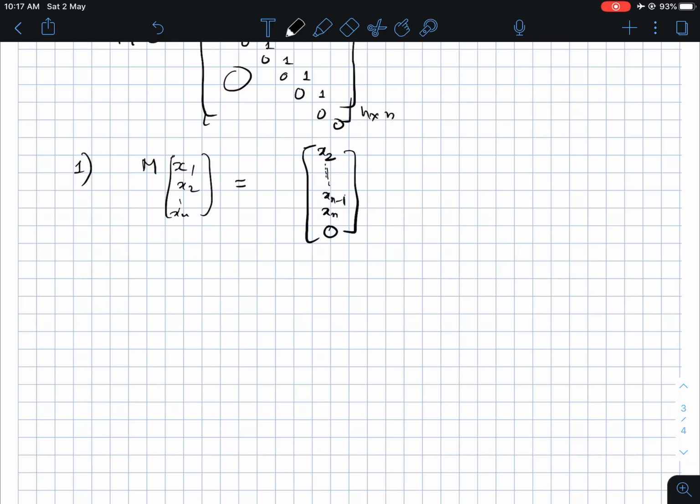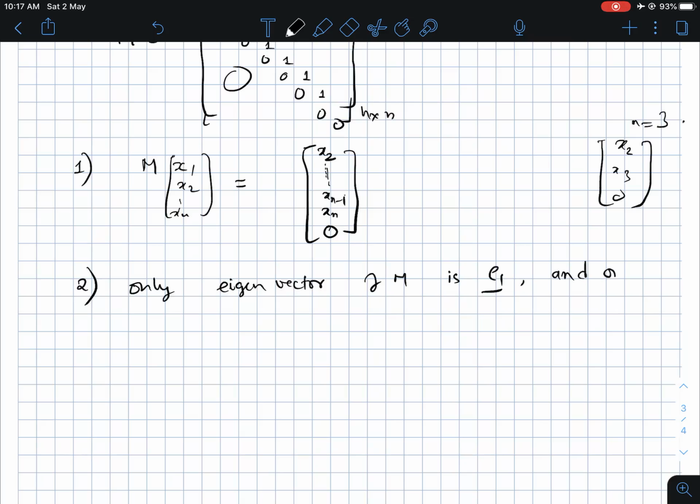So in the case of 3 cross 3, we had the action given as x2, x3, 0. That was n equal to 3, so you can see that fits with this. So this is what this matrix does. When it multiplies a vector, it sort of cyclically shifts, as I mentioned before. Using this you can immediately say that the only eigenvector of M is e1, and the only eigenvalue is 0.